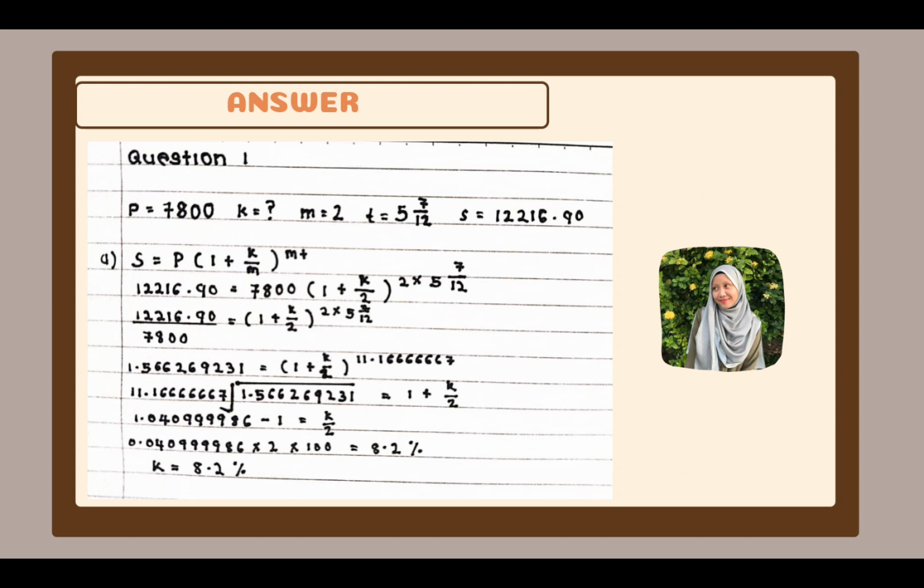For this question, we will use the formula S = P(1 + K/M)^(MT). We already found the value of P, M, and T, and also S, while the value of K will remain as unknown. Now, we will substitute the amounts of P, M, T, and S into the formula. After step by step, we will finally find the value of K, which is 8.2%.